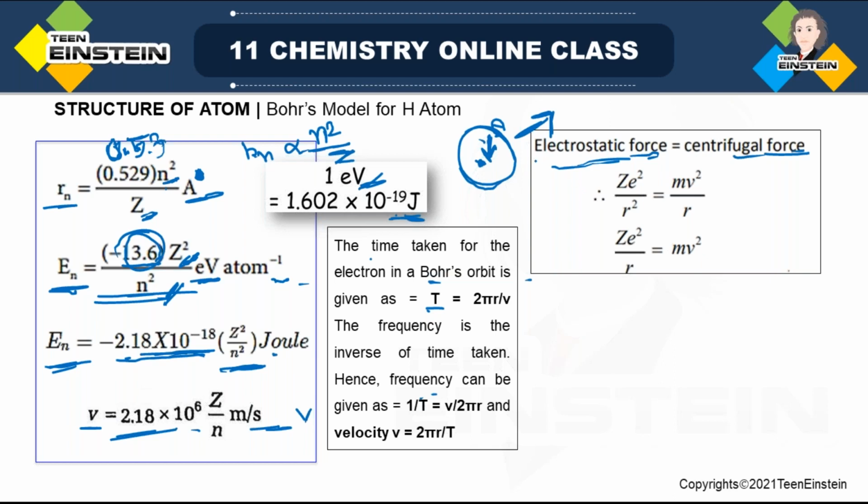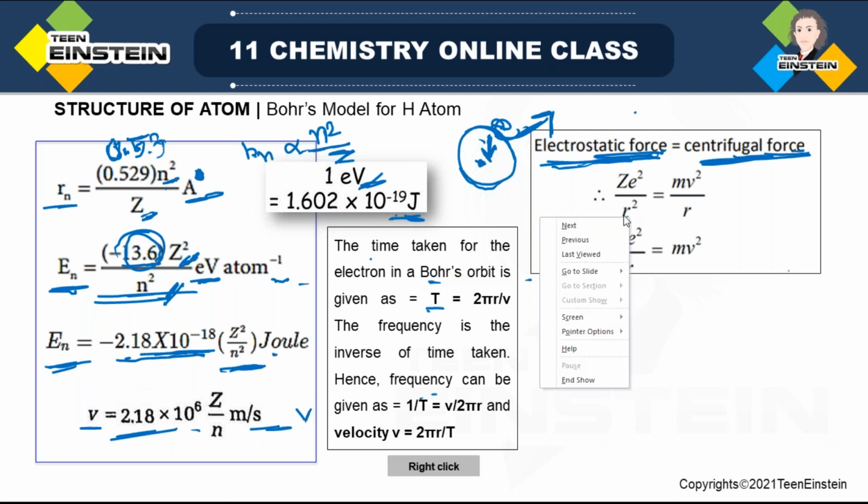Because if you only consider electrostatic force, what will happen? The electron will jump to the nucleus, but that actually doesn't happen. If you only consider centrifugal force, what will happen? The electron will shift from this orbit to infinity. That is also something we do not observe. So there is some balance between these two opposing forces, and that is why the electron can maintain its position in the orbit.